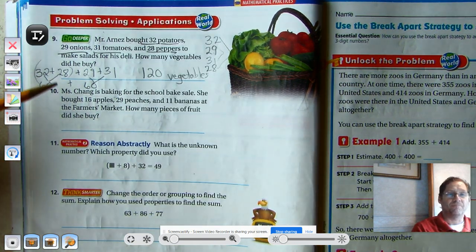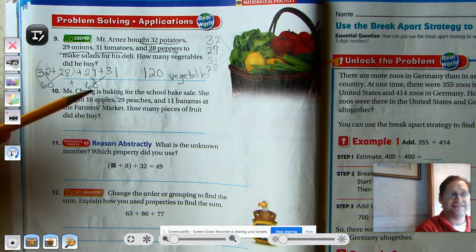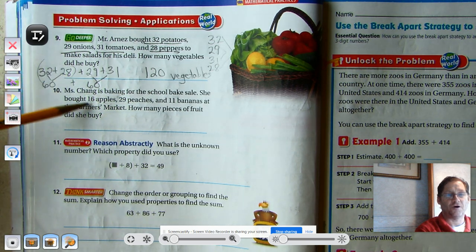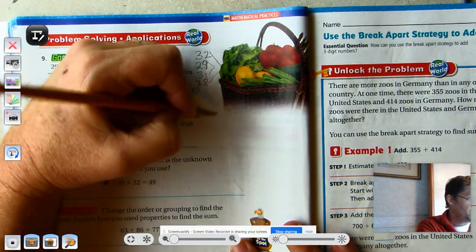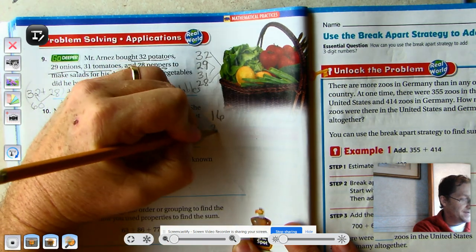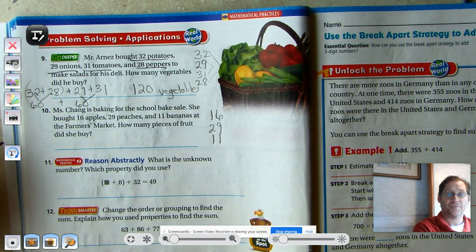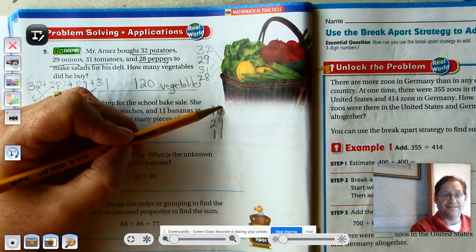Number 10, Miss Chang is baking for the school bake sale. She bought 16 apples, 29 peaches, and 11 bananas at the farmer's market. How many pieces of fruit did she buy? Okay, so this is also addition. We have 16 apples, 29 peaches, 11 bananas. Okay, well, 9 and 1 is easier to add than 9 and 6.